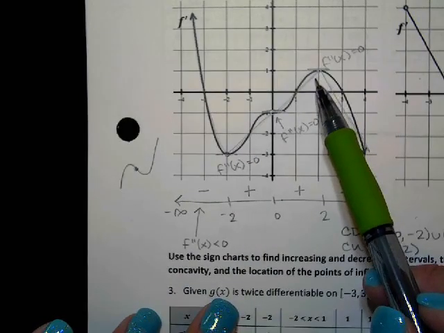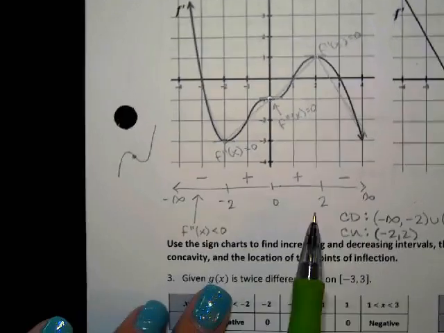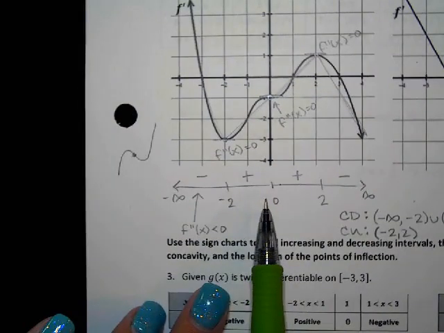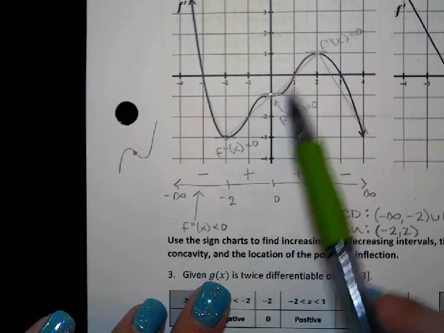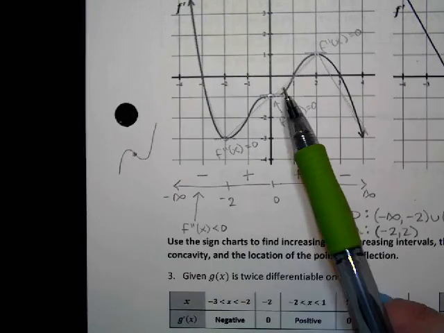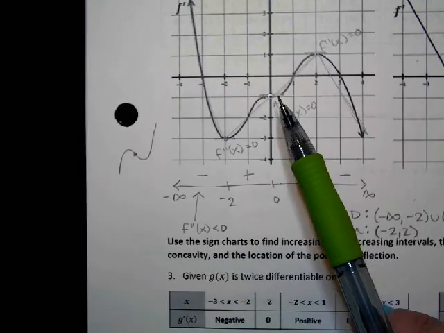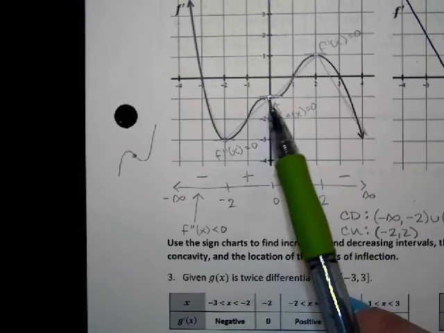But we are interpreting the second derivative. We're not actually saying what the original function looks like. That's why this appears to be concave down and that appears to be concave up, because we're not actually looking at the original function. So the concavity that you're seeing here does not match what we expect. Does that make sense? Yeah.